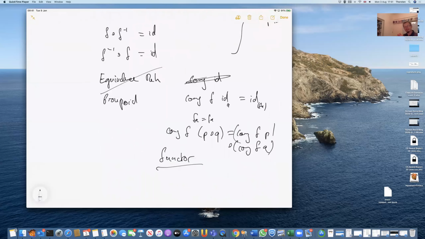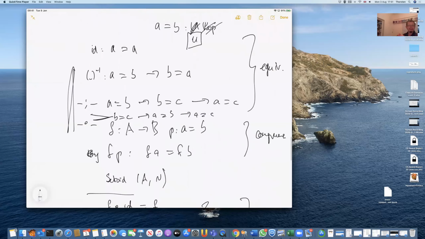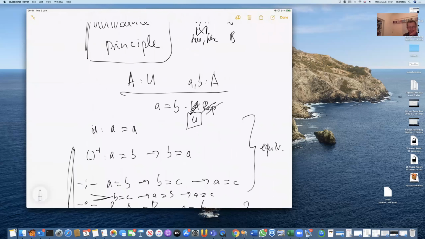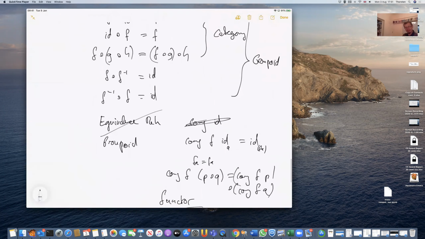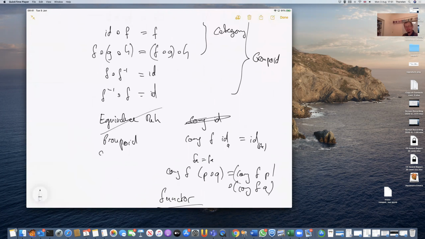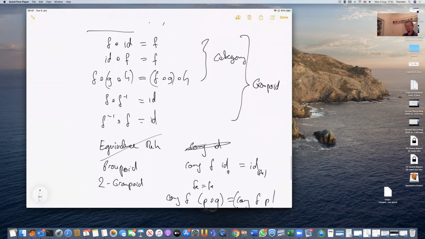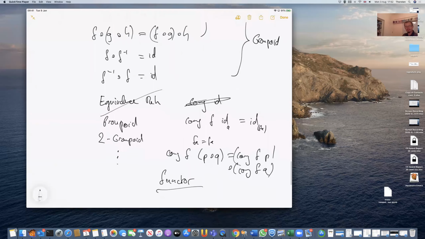Because the equality itself is a type, and it has an equality, so you can talk about equality of equalities. It gets a bit exotic, maybe, but it actually plays a role in mathematics. So you don't have a groupoid, you have a two-groupoid, which is a groupoid where every equality is a groupoid again. But that's also not enough, and you can see where we're going. So we end up with something called an omega groupoid.